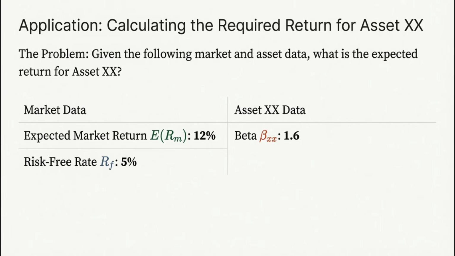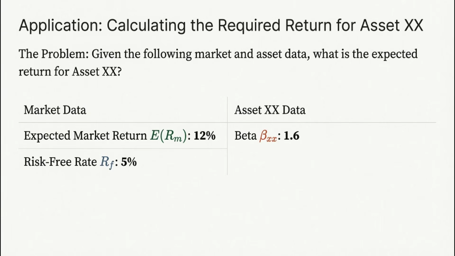All right, time to put this into practice. The theory is great, but we need to run the numbers. Let's do the mandatory calculation for a hypothetical asset X. Okay, here's the data we'll use. The expected market return, ERM, is 12%. The risk-free rate, RF, is 5%. And the beta of our asset X, beta sub X, is 1.6.